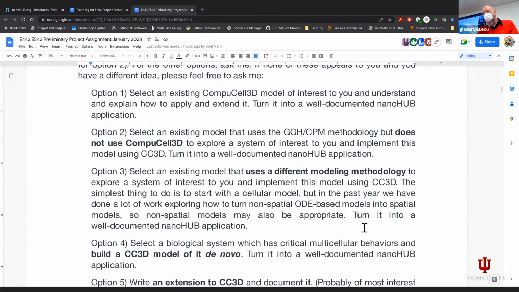If people are more interested in this kind of modeling for research, it's fine to pick a new biological system and build a model of it from scratch. I certainly don't discourage that. It takes a little bit more effort and background, but if you have a particular thing that you're really interested in that you want to do, that's fine.